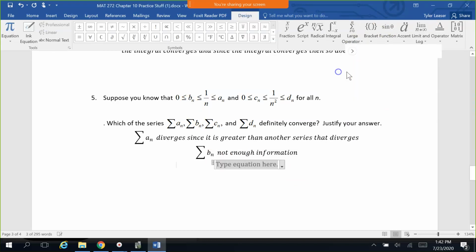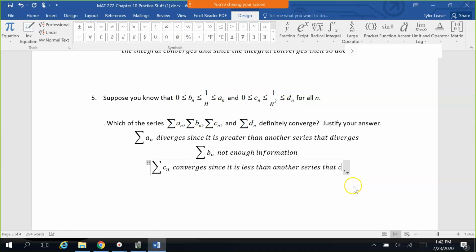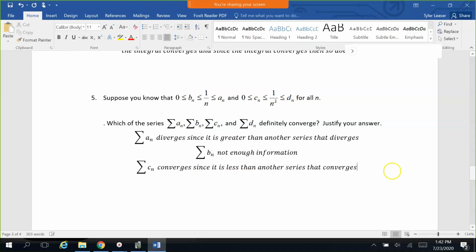Alright, the series C sub n. So the series C sub n is always less than 1 over n squared, and 1 over n squared is a p-series that converges. Whenever you have something that is less than something that converges, it also converges. So the series C sub n converges since it is less than another series that converges.